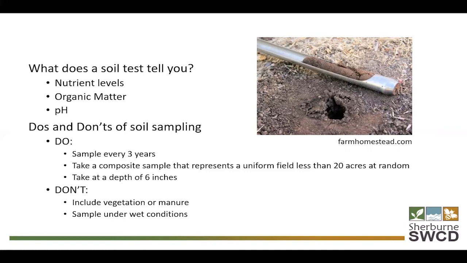But we will be looking at levels of phosphorus and levels of potassium, as well as getting a good benchmark of what our organic matter is in our soil, as well as our pH. Soils in Sherburne County can be very acidic, so it might be advantageous for you to figure out what your pH is in case you need to do a soil amendment in the fall, like liming.